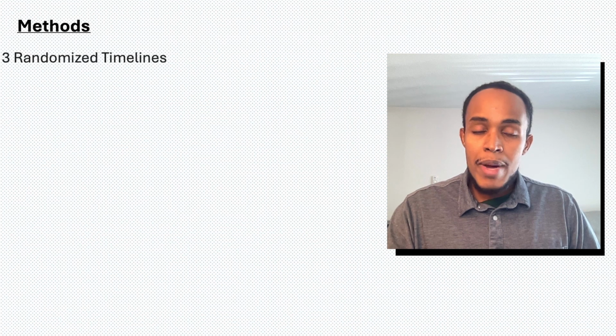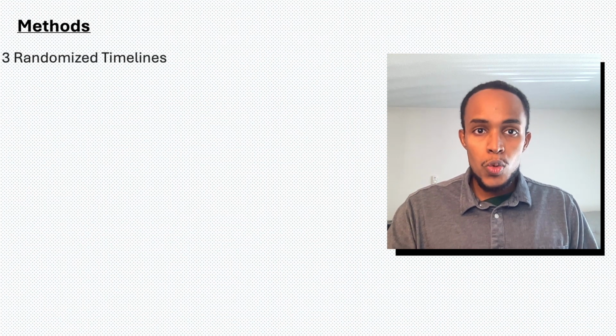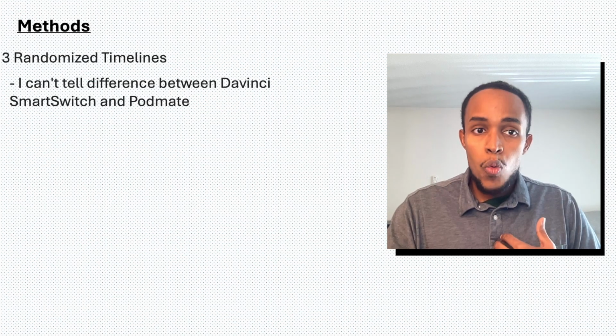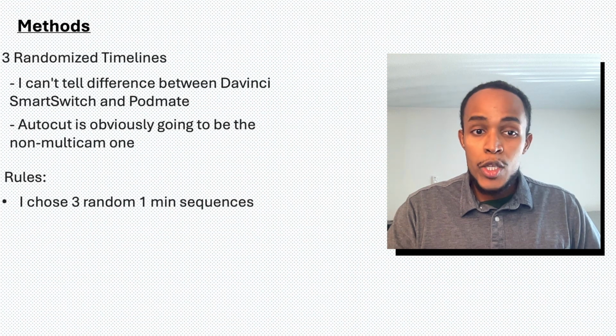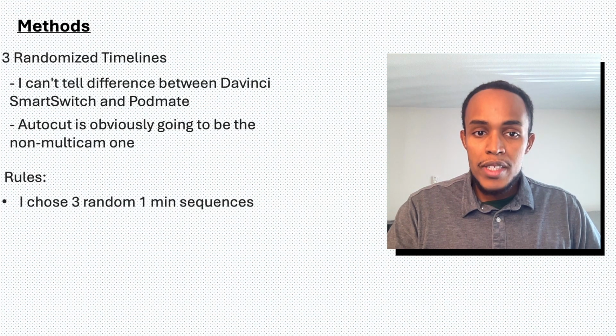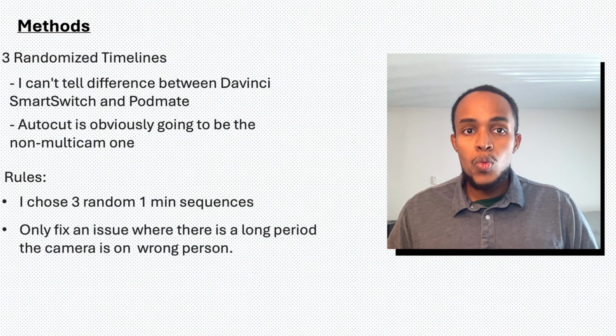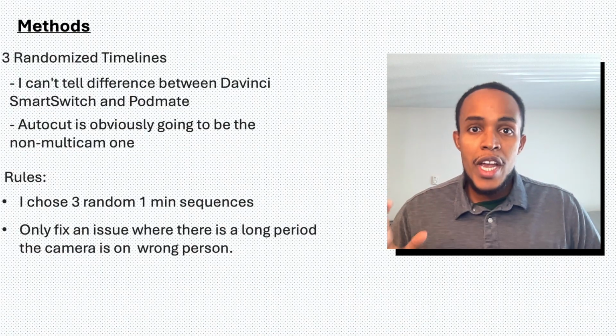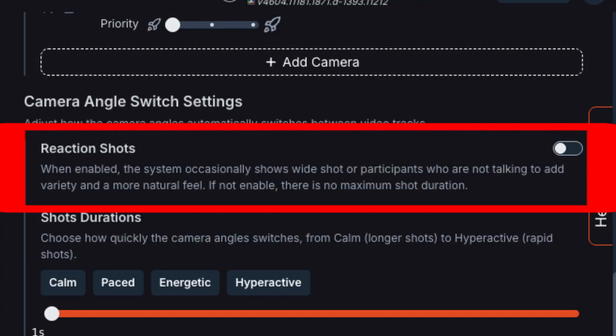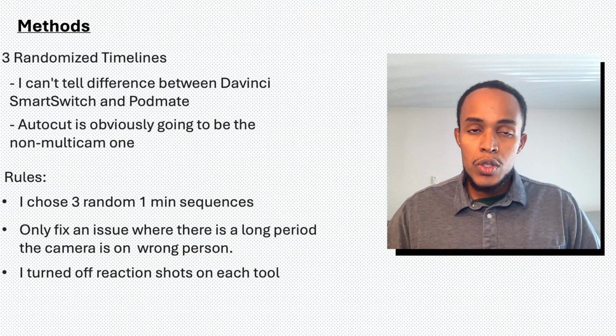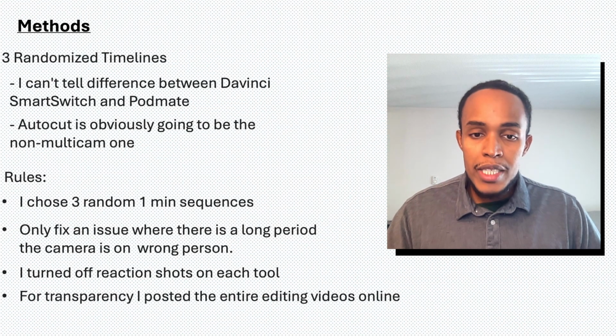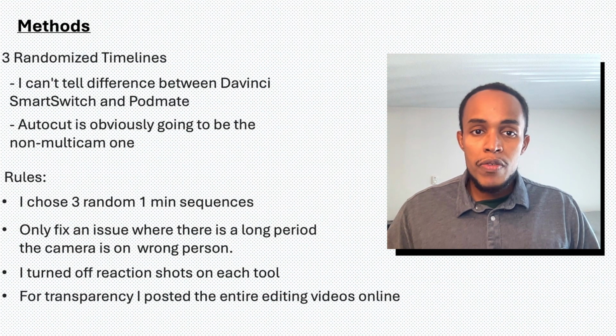I'm going to have 3 randomized timelines with each of these different tools. That means I won't be able to tell which one is which. Ground rules, I'm going to choose 3 random 1-minute sequences, and I'm only going to fix it when there's just a long period where the camera's on the wrong person. I went ahead and turned off reaction shots on all these tools. For transparency, I'm going to post the entire videos of me editing the output from these different tools.